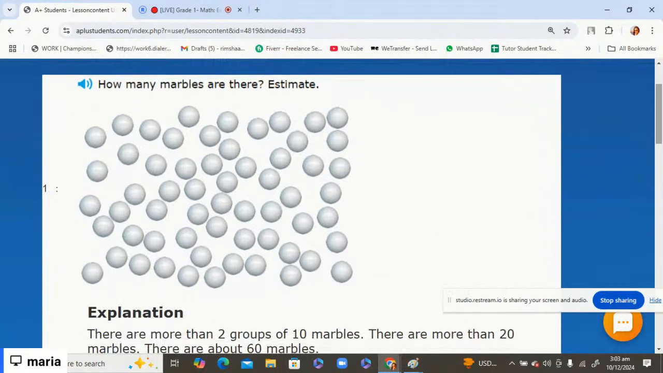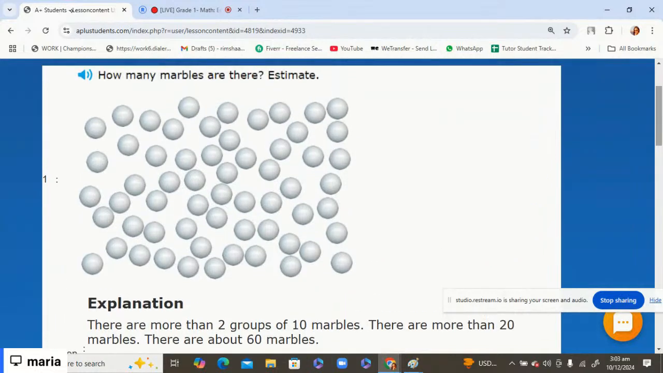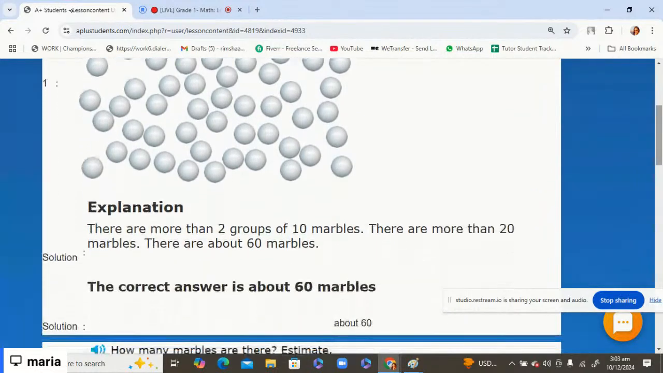So look at here, the first question. They are saying, how many marbles are there? Estimate. Okay. We are going to estimate these marbles. So how can we say that?